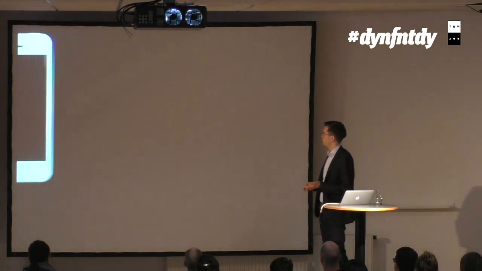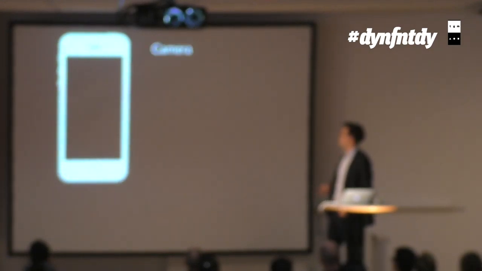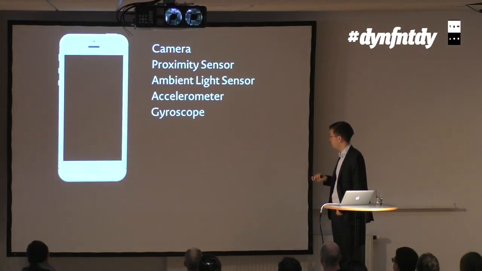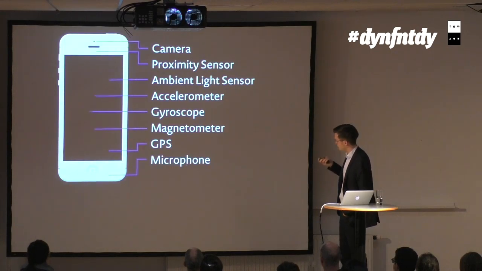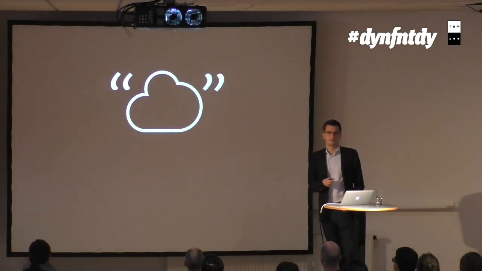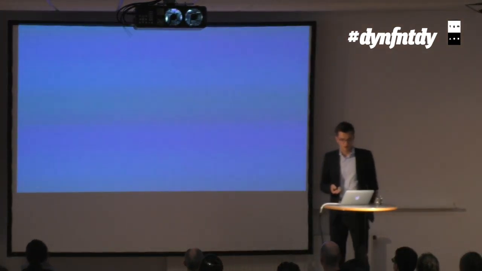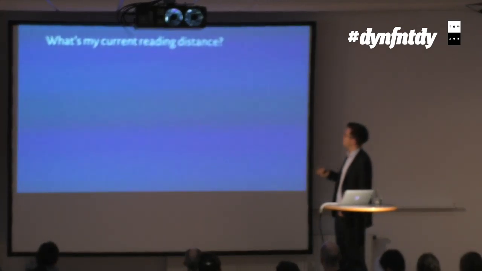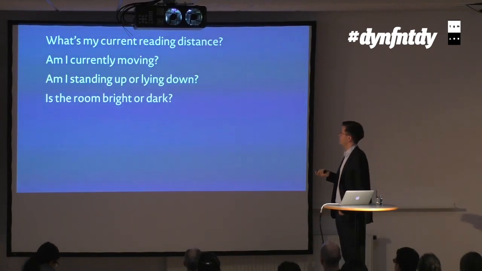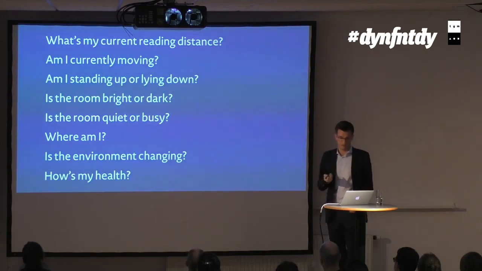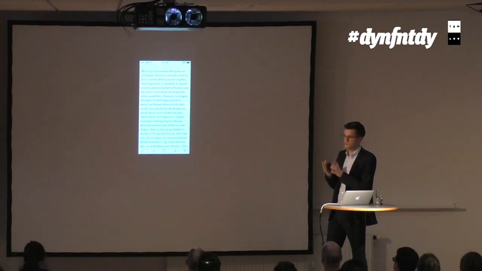But instead of asking the user to adjust parameters, you could also maybe use the sensors in your device, because a smartphone like this has a camera, a proximity sensor, an ambient light sensor, an accelerometer, a gyroscope, a magnetometer, a GPS, microphone, all built in. Maybe we can learn something from that to adjust the font size. Maybe we have data in the cloud that we can access to personalize things. So maybe all this information could tell the reading device, what's my current reading distance? Am I currently moving? Am I standing up or lying down? Is the room bright or dark? Is the room quiet or busy? Where am I? Is the environment changing? How's my health? The typography could adjust to all these things, with sensors to the user's context.